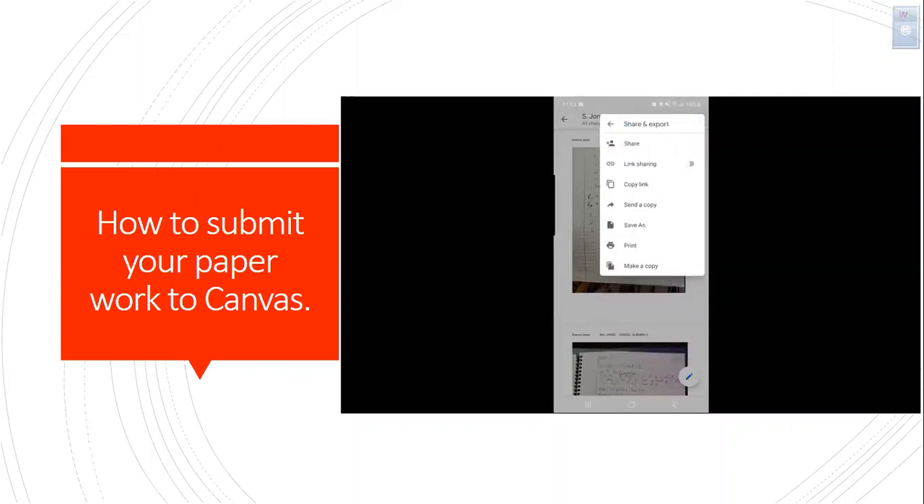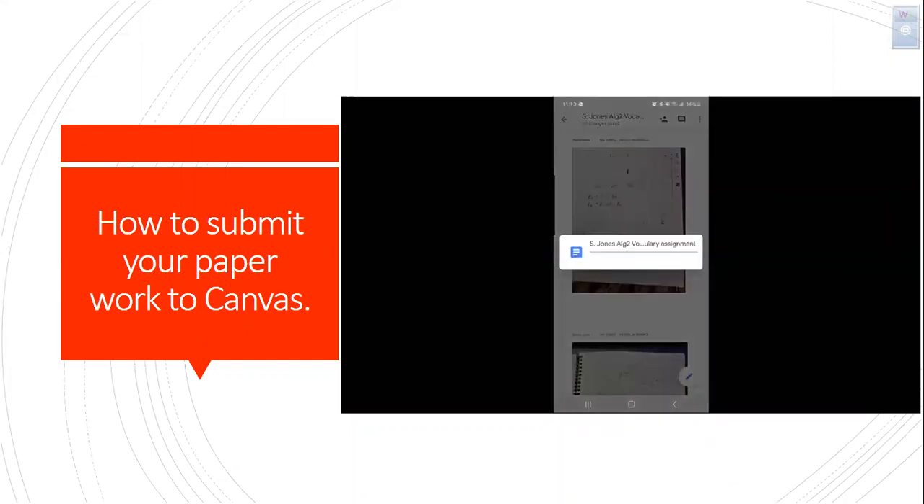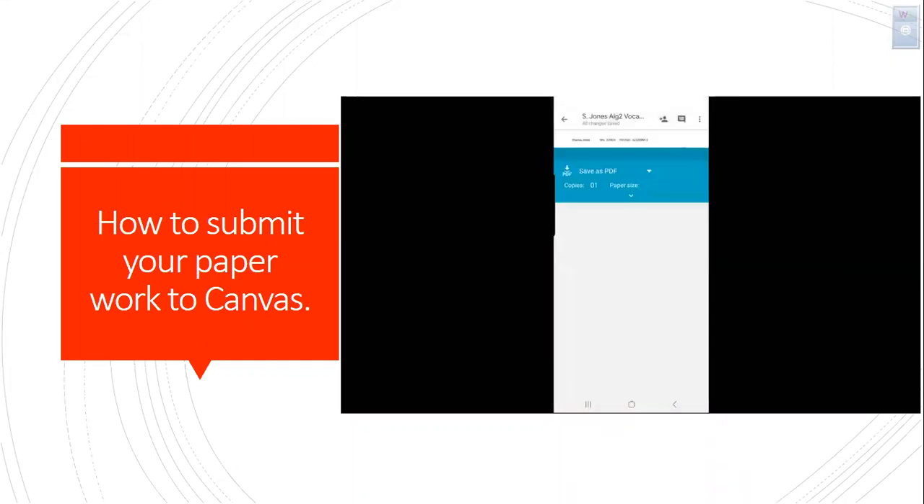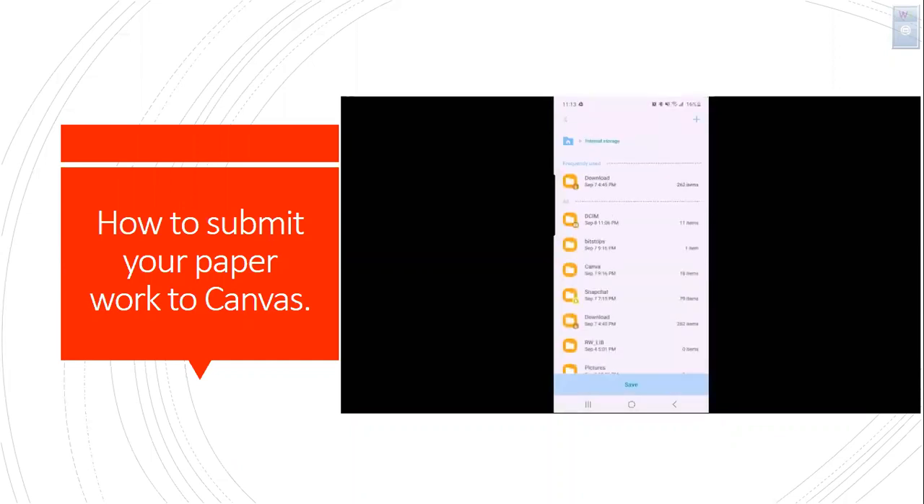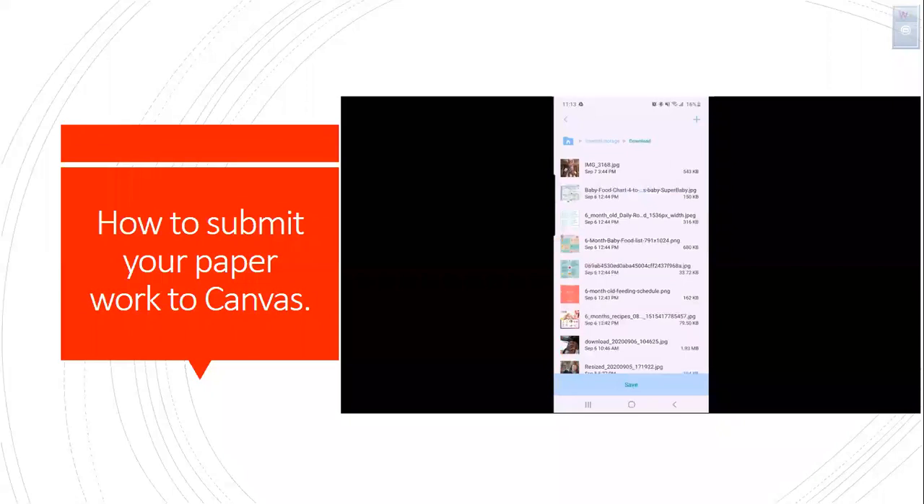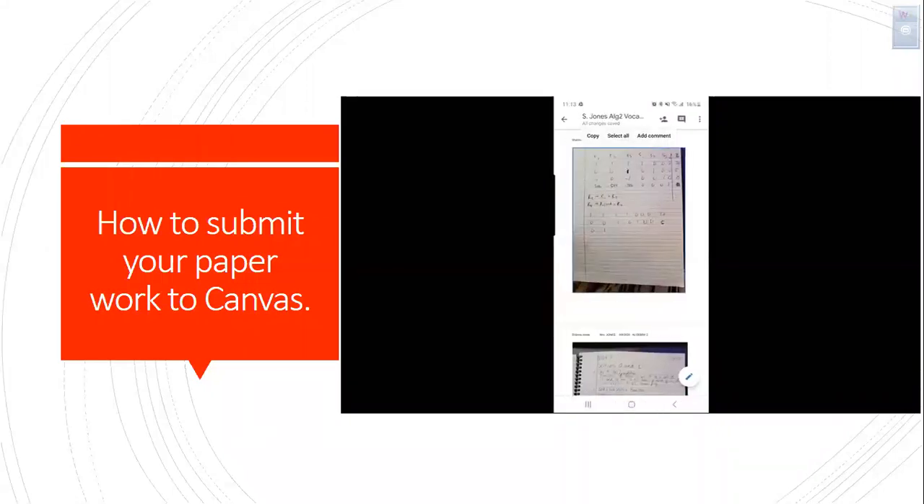For mine, that means I'm going to print. What that allows me to do on my Samsung is to save it as a PDF. I can save it anywhere on my phone as a PDF, and it's now saved to my phone.